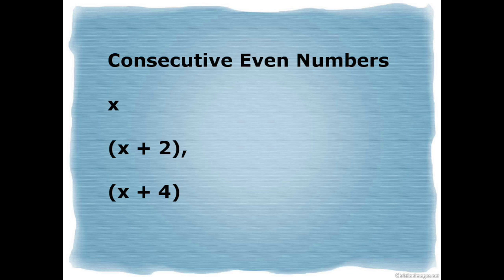But what about odd integers? They're the same. Now you would think it'd be x plus 1, x plus 3, x plus 5. It's not. Or x plus 3, x plus 5, x plus 7, or some nonsense like that. No. Odd integers and even integers are the same. The first one is x. The second one is x plus 2. And the third one is x plus 4.